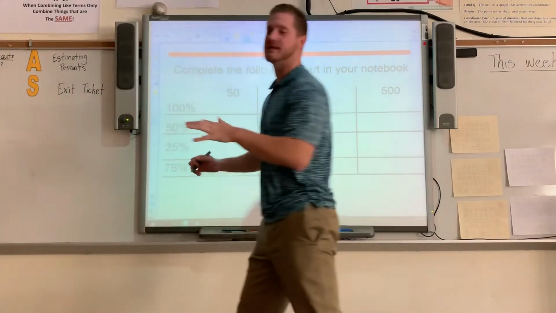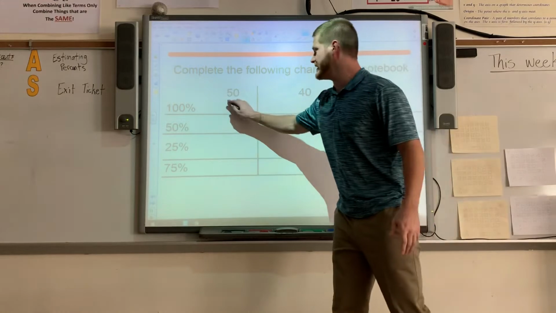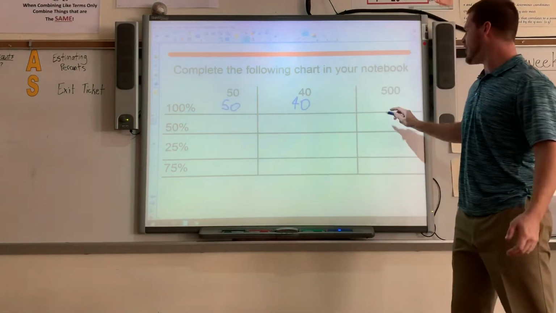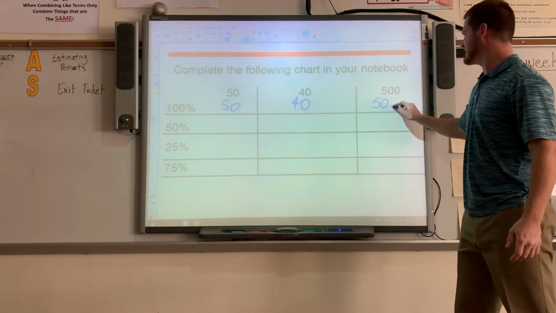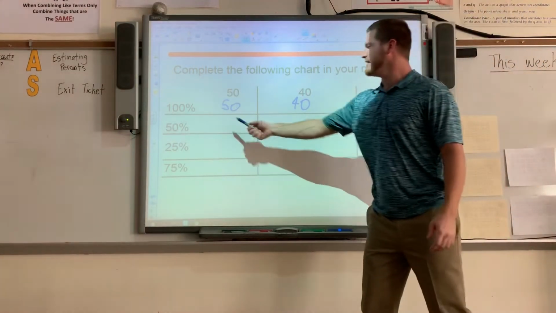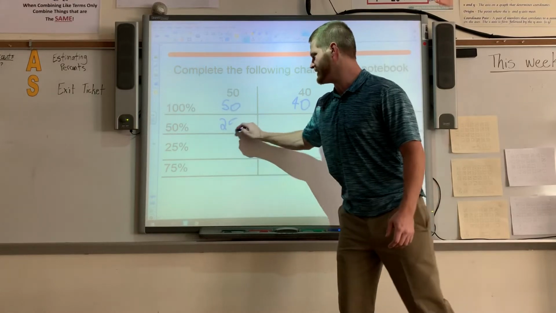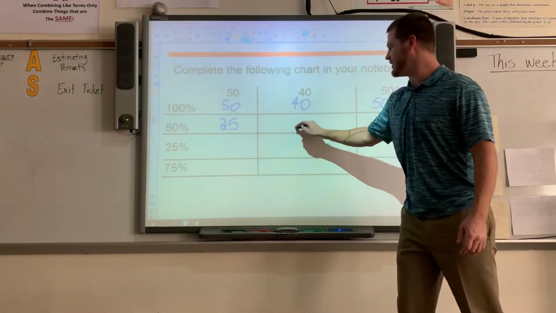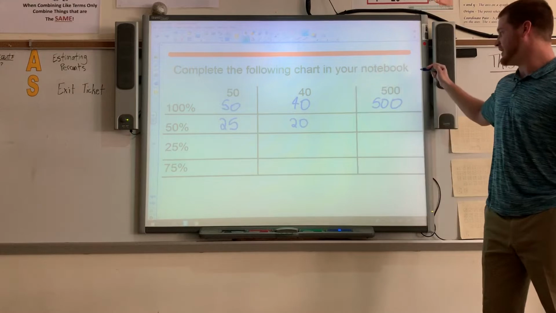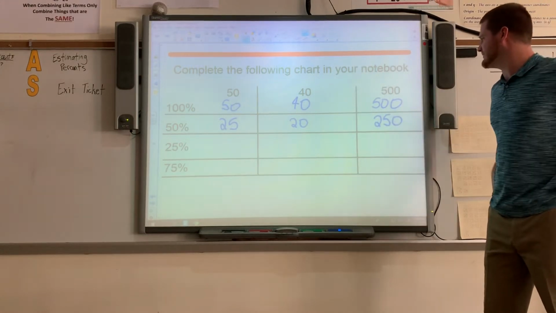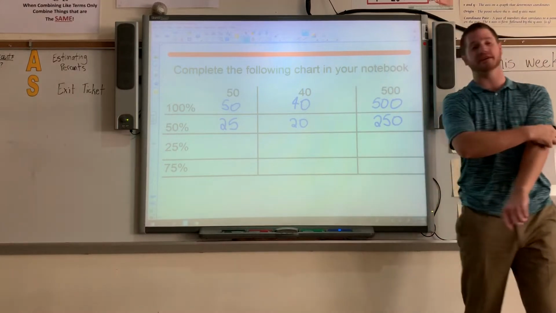Now, 100% across the board is going to be easy. All of 50, 50. All of 40, 100% of 40 is 40. And all of 500, 100% of 500 is 500. Okay, 50%, we're taking half of it. Half of 50 is 25. 1/2 of 40 is 20. 1/2 of 500 is 250.